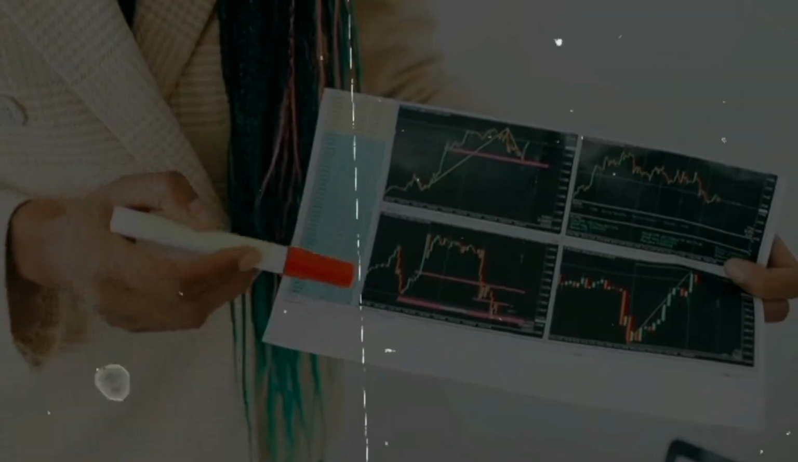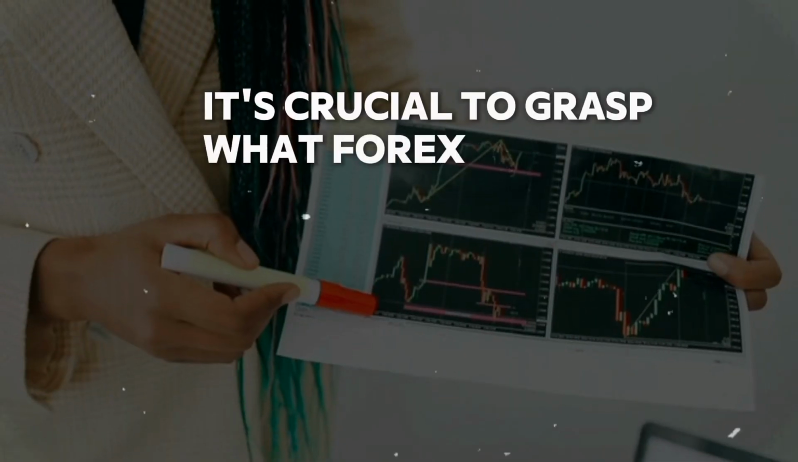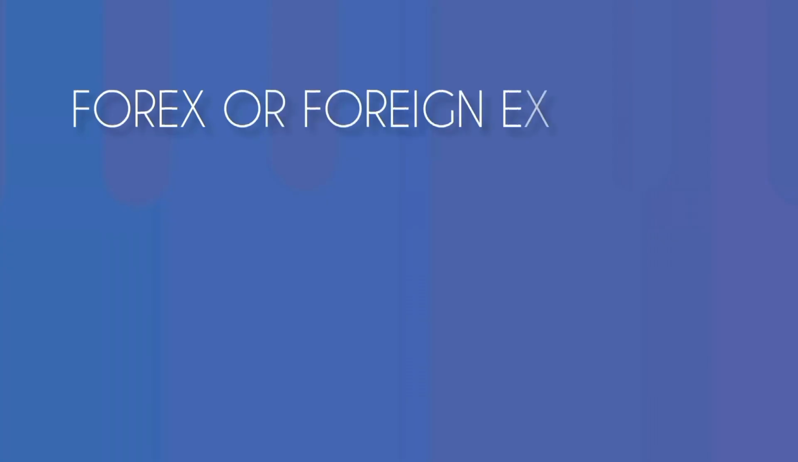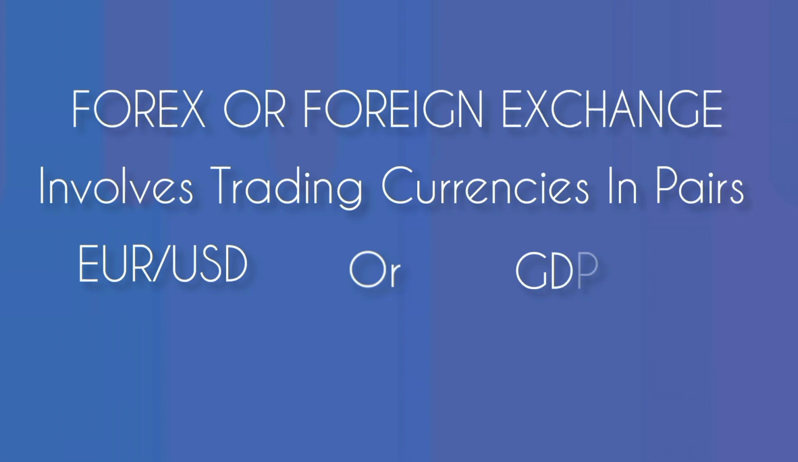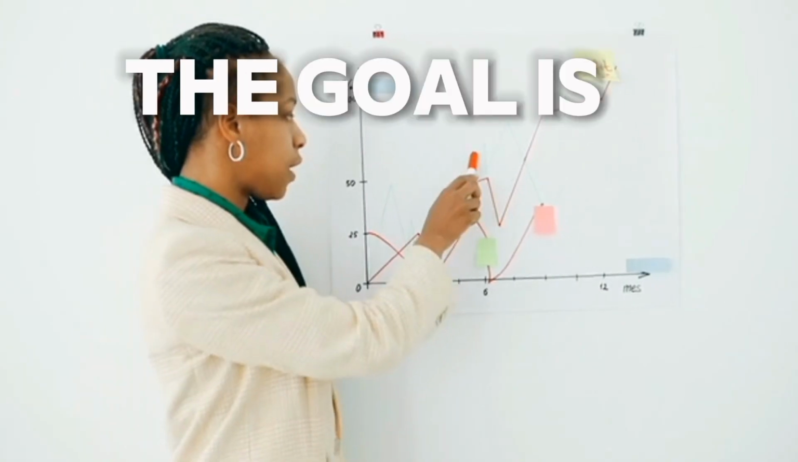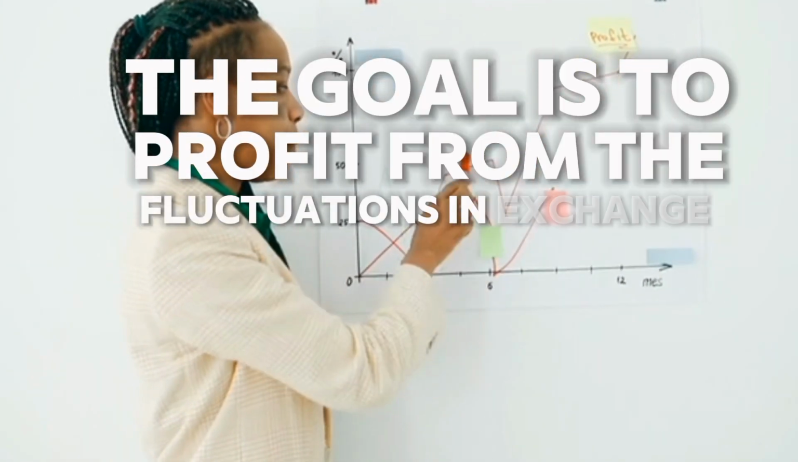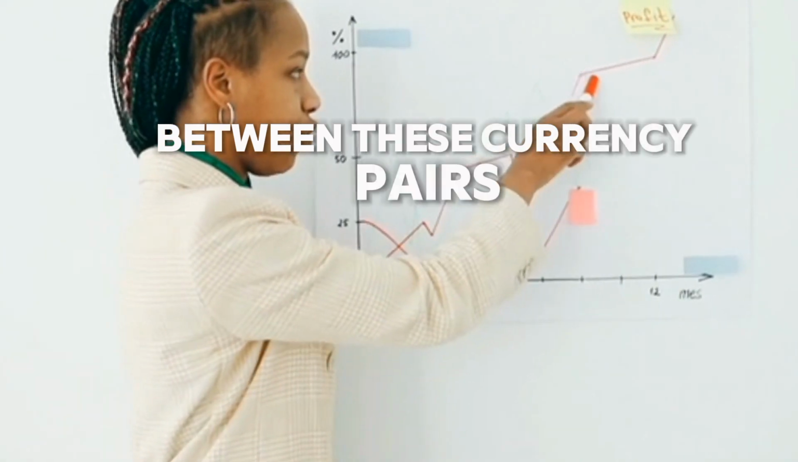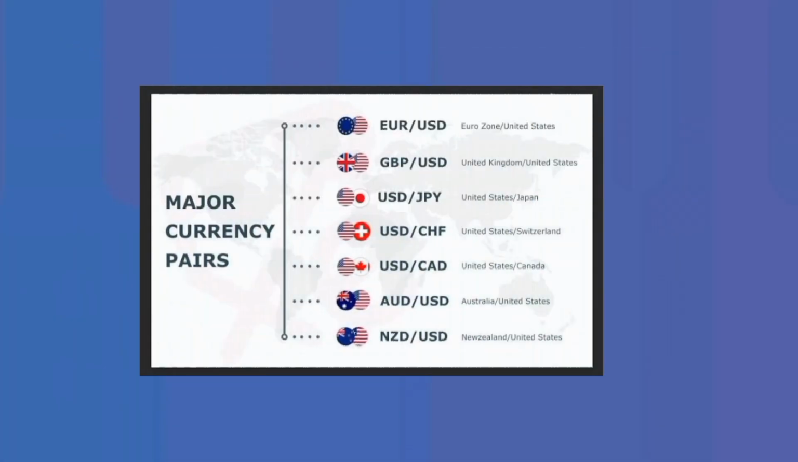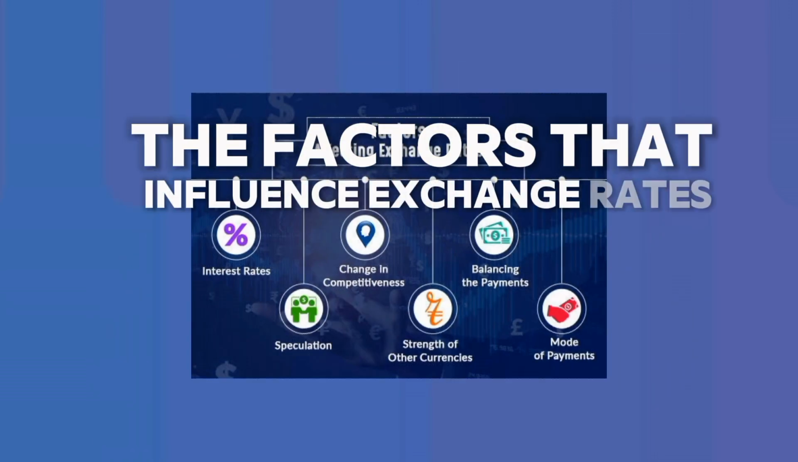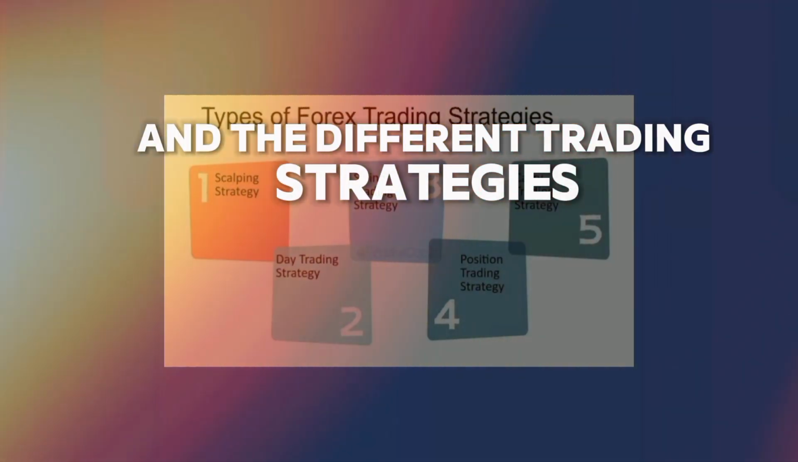Before diving in, it's crucial to grasp what Forex trading is all about. Forex, or foreign exchange, involves trading currencies in pairs, such as EUR-USD or GBP-JPY. The goal is to profit from the fluctuations in exchange rates between these currency pairs. Research is key here. Learn about the major currency pairs, the factors that influence exchange rates, and the different trading strategies.